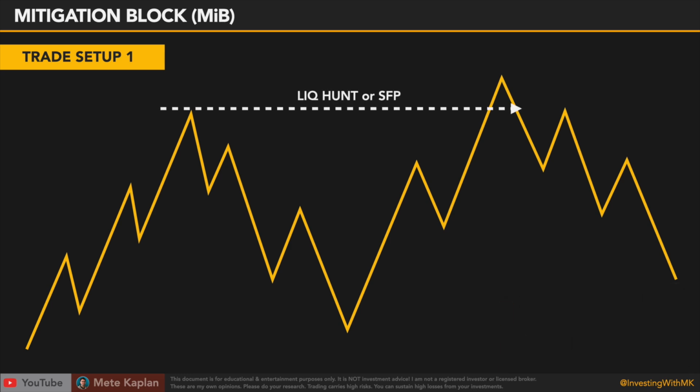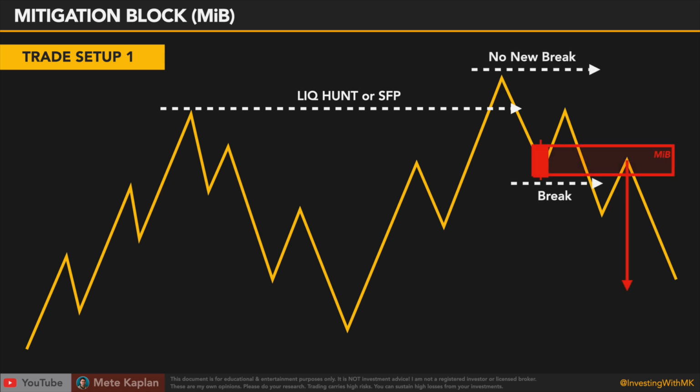In order to use a mitigation block, I would like to see a form of swing failure pattern or stop loss hunt before opening a position. This would be enough power up for the price to move down or up. But again, nothing is as easy as in these charts. We'll need many other confirmations to enter a trade.